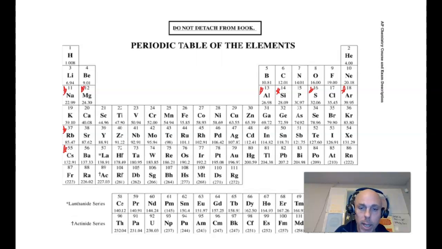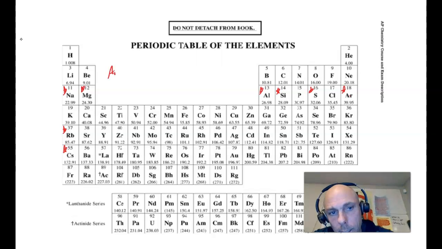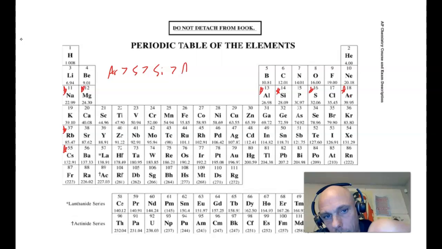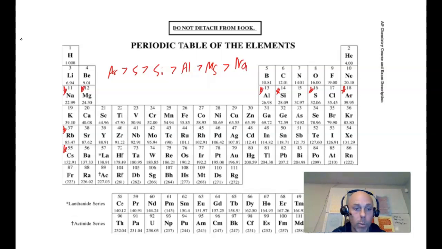So we're ranking from the highest ionization energy to the lowest. We know that as we go across a period, the ionization energy increases. So argon, being the furthest right in the periodic table, is going to have the greatest ionization energy, followed by sulfur, followed by silicon, followed by aluminum, followed by magnesium, followed by sodium. And then with significantly lower ionization energies, being further down in the periodic table, we get to rubidium and cesium.